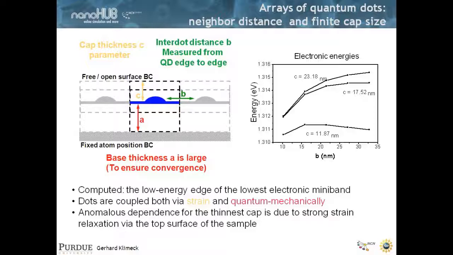So the other thing is that with the testing for B, we can sort of sense how sensitive we are to feeling another quantum dot that is virtually sitting in our distant neighbor, okay? And these dots are coupled via strain, and only if they're very close are they coupled quantum mechanically.